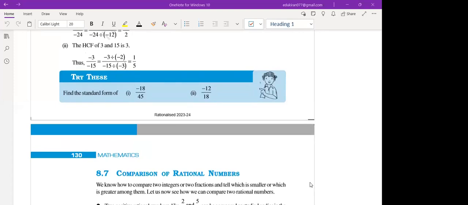Minus 18 by 45. I got the answer as minus 2 by 5. Correct. Next. Minus 12 by 18. I got the answer as minus 2 by 3. Correct.